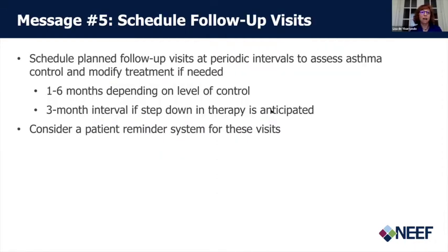All right, message number 5, schedule follow-up visits. It's going to vary depending on the level of control. You might have the patient come back every month until you achieve good control. Certainly, if you have a 3-month interval of very well controlled, then you can consider step-down therapy. It also depends on the time of year. If I know that the child has more asthma exacerbations and symptoms during this time of year, especially in the fall and winter season, then I'll be hesitant of stepping down until maybe the springtime.